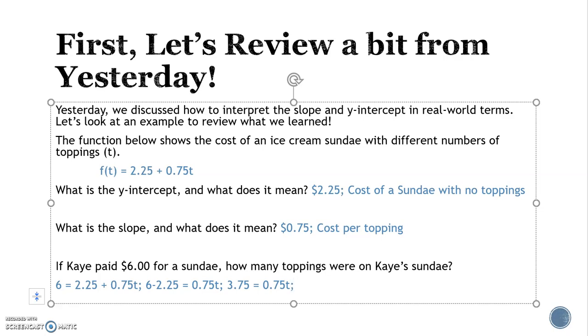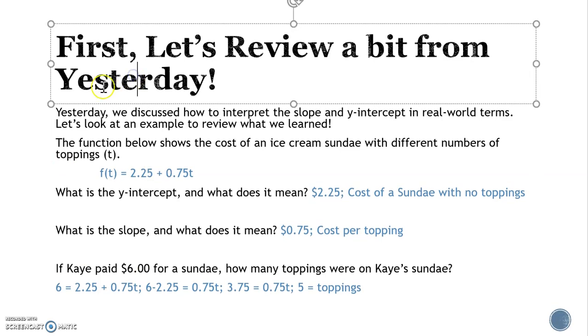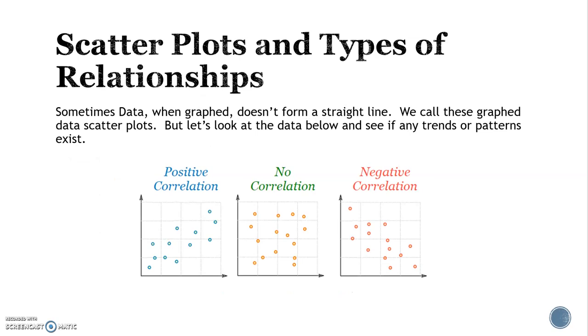So what is 3.75 divided by 0.75? How many times does it go in? It goes in exactly 5 times. So that means that Kai was able to get 5 toppings for that price of $6, which isn't terrible. Okay, so that's a review from what we did yesterday in terms of interpreting slope and y-intercept.